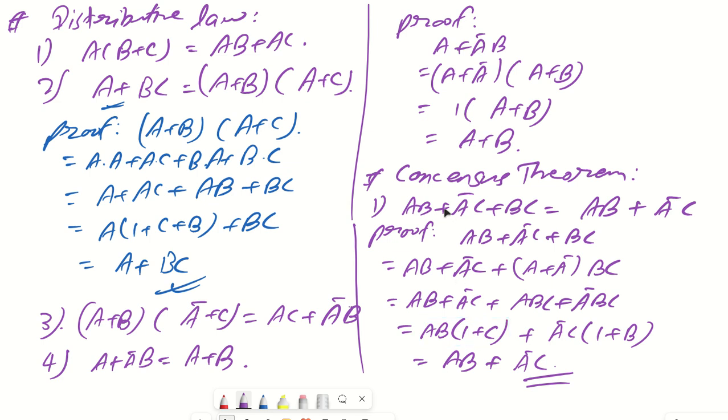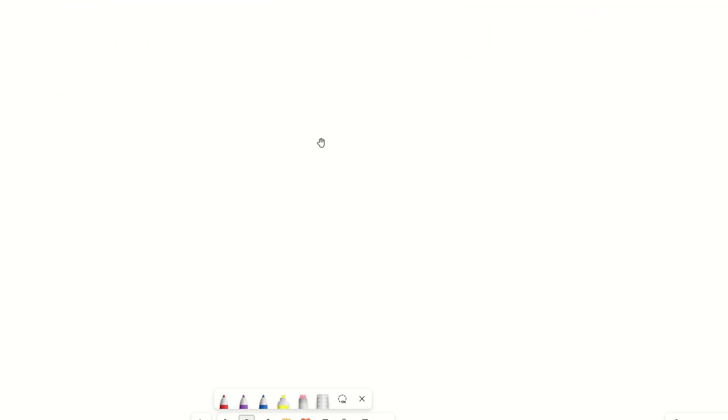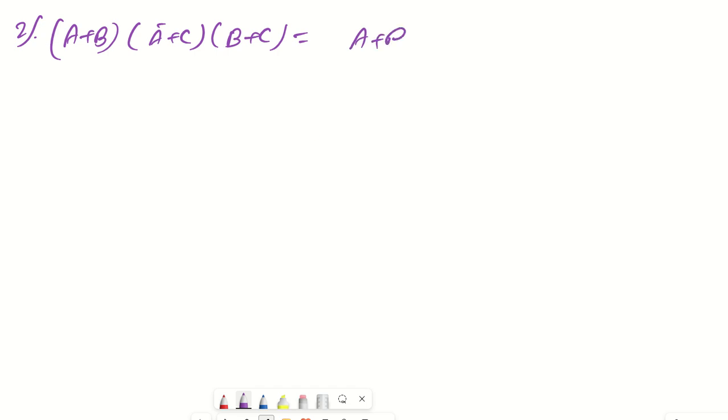Now this was the multiplication type, we will have the addition type as well. So let us say number 2, the consensus theorem is (a + b)(a bar + c)(b + c). So this is going to be equal to (a + b)(a bar + c). Understood? So basically the b + c term is redundant. Okay, the same way you did the multiplication one, you can prove this one also.